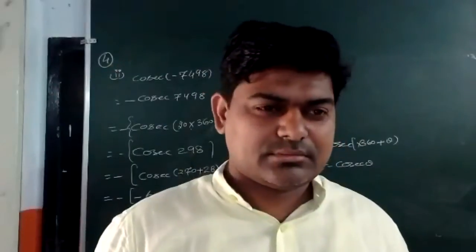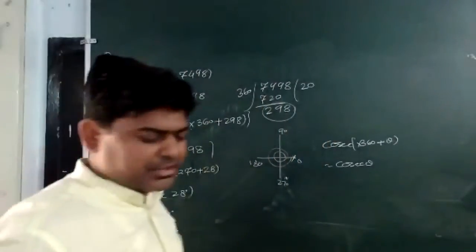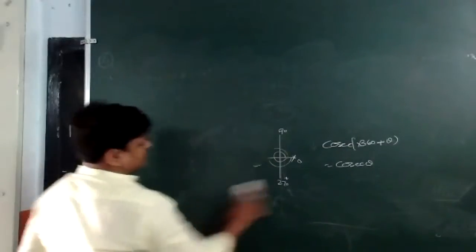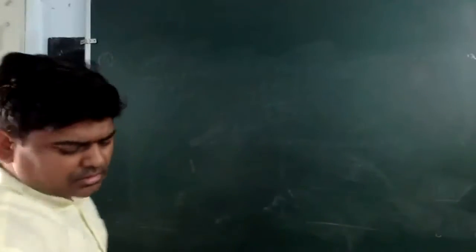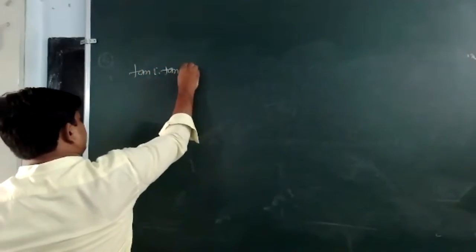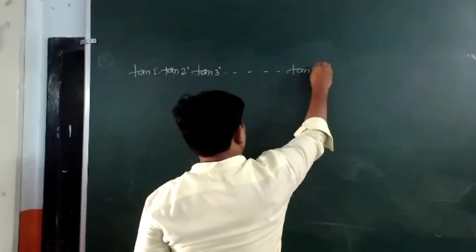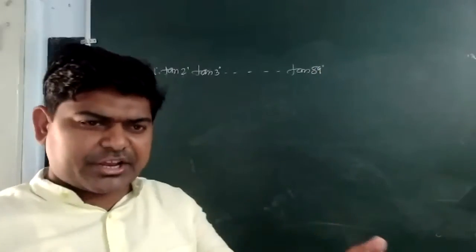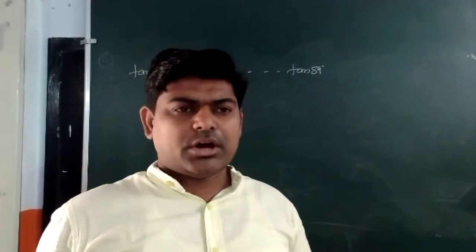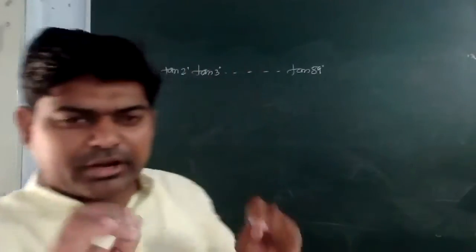Sir, that value will be 1. How? Let me tell you. It's asking one question, it is given in the old book. Tan 1 degree into tan 2 degree into tan 3 degree up to tan 89. Is the question correct, Ayush? Yes, sir.